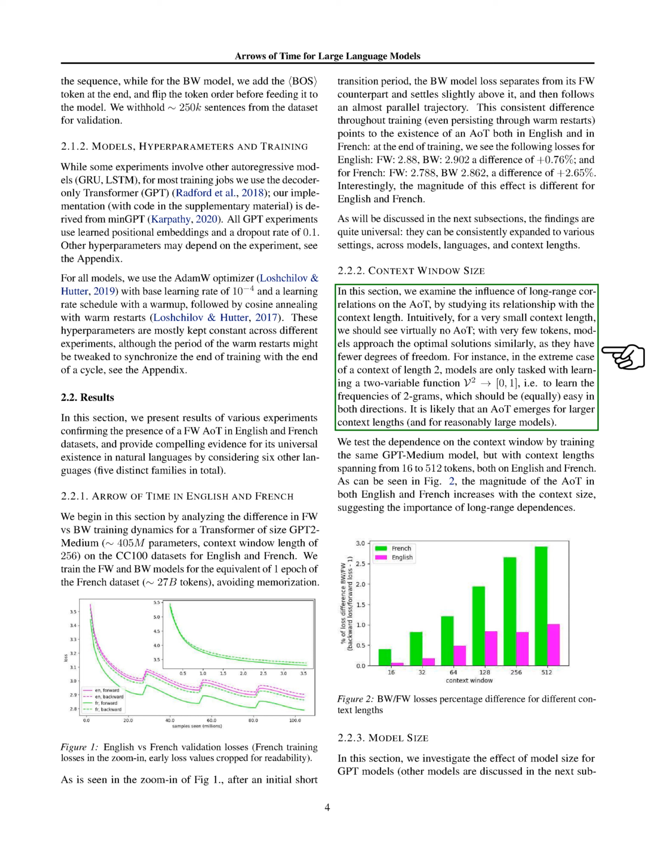To test this, we trained the same GPT medium model with context lengths ranging from 16 to 512 tokens in both English and French. Our findings showed that the AOT's magnitude in both languages increased with the context size, highlighting the role of long-range dependencies. We also explored how the size of the GPT models affects the AOT.